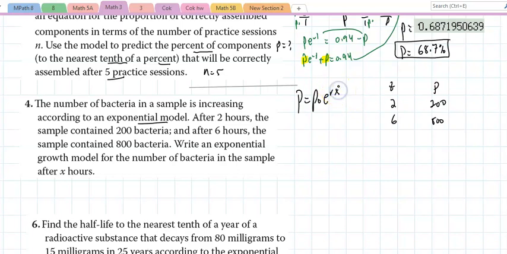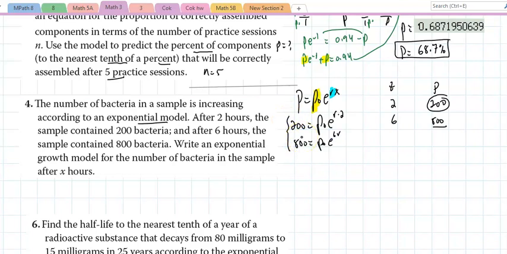So, what? Here it is. Well, let's see how this works. What I need to know is the initial amount and the rate. So, given this information, this says 200 after 2 hours, and this says 800 after 6 hours: 6r. This is a system of equations.